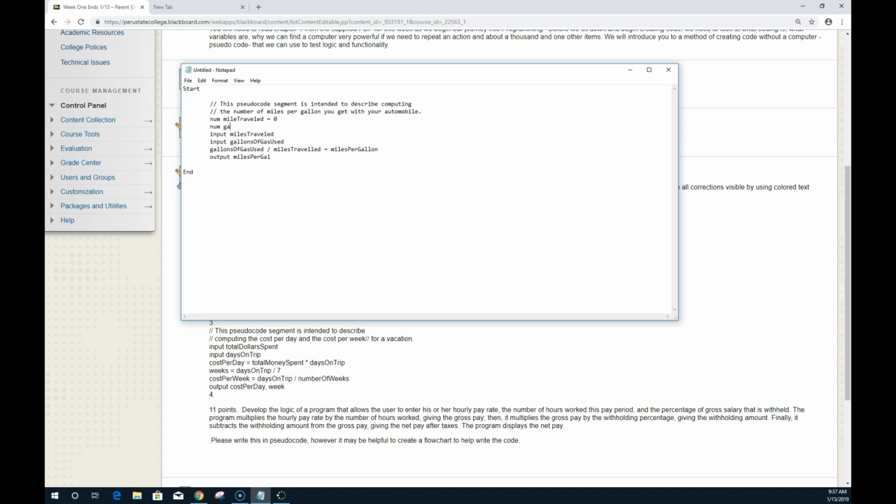And then gallons of gas used, and we're going to set that equal to 0. That's just that garbage collection routine. So we set those up. We declare them so we know we're using those two variables. We know they're both numeric variables, or numbers of some sort. So input miles traveled, input gallons of gas used.